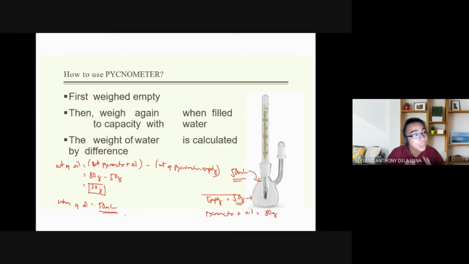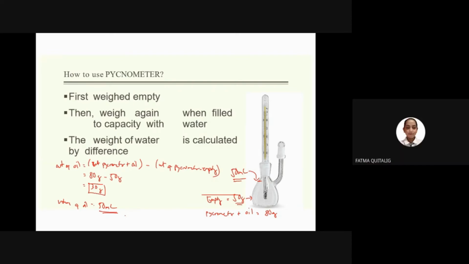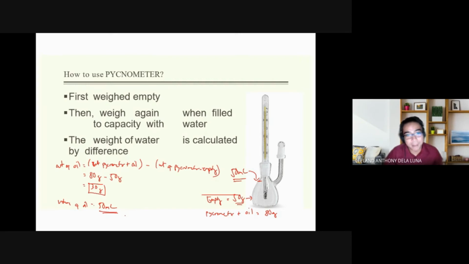Alright, so that's how we use class, what do you call this? A pycnometer. Very good. So yun lang naman siya. So class, again, first weigh the empty pycnometer, then weigh again when filled to capacity with water or whatever your fluid is, anong gusto mong i-determine na specific gravity. And then the weight of water is calculated by the difference. Or the weight of your substance is calculated using the difference of the weight of the pycnometer plus your substance minus the weight of the empty pycnometer lang.